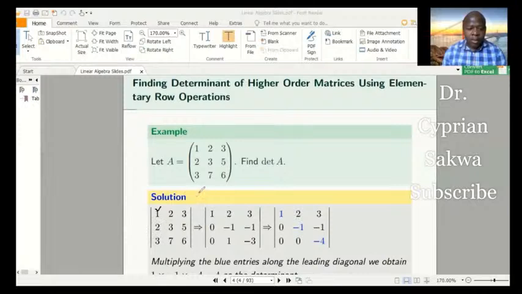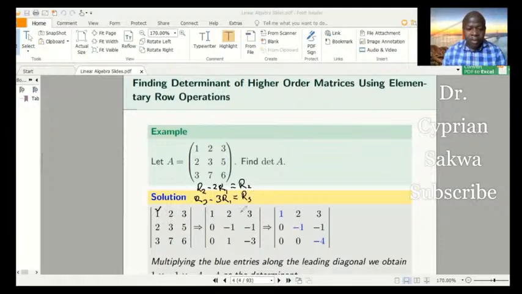To get the element in row 2 to be 0, I'll take the current row 2 minus 2 multiplied by row 1. This will give me my new row 2. And then I also want this element to be 0. This element is in row 3, so I take row 3 and subtract 3 multiplied by row 1 to give my new row 3. So let's just do that.